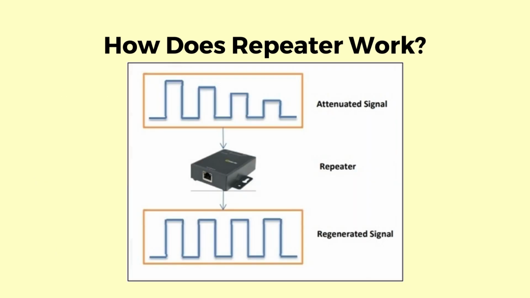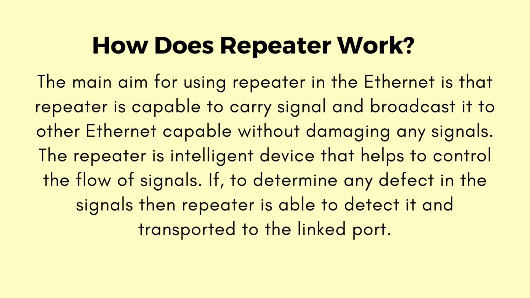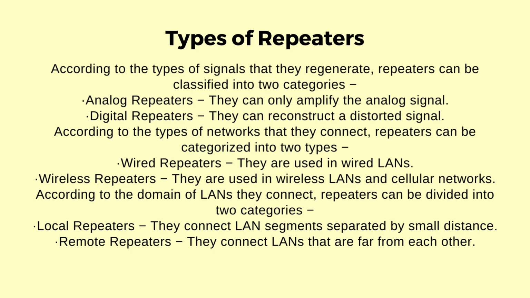How does a repeater work? The main aim for using a repeater in Ethernet is that the repeater is capable of carrying a signal and broadcasting it to other Ethernet segments without damaging the signals. The repeater is an intelligent device that helps to control the flow of signals. If it determines any defect in the signals, the repeater is able to detect it and transport it to the linked port.